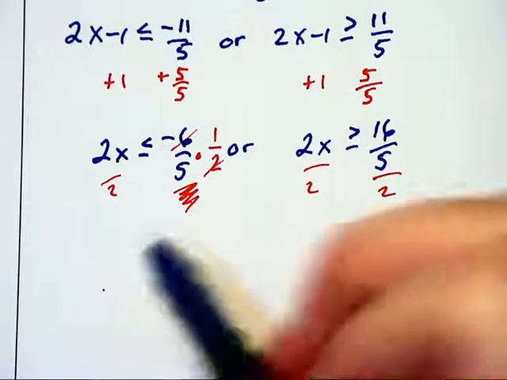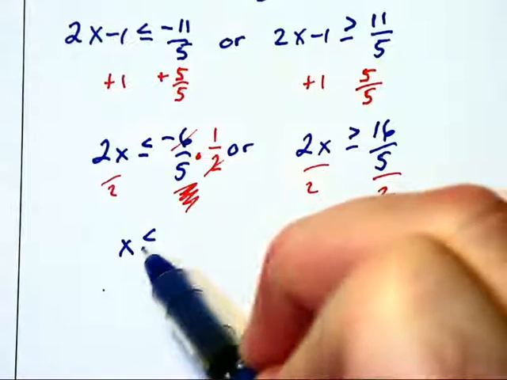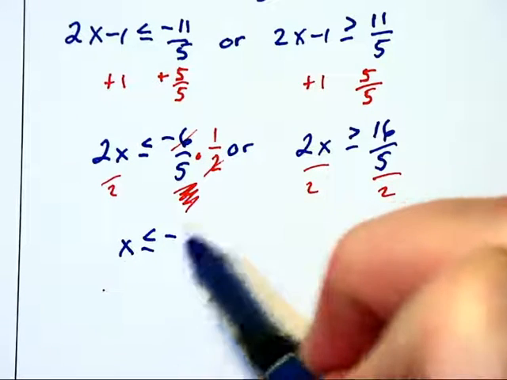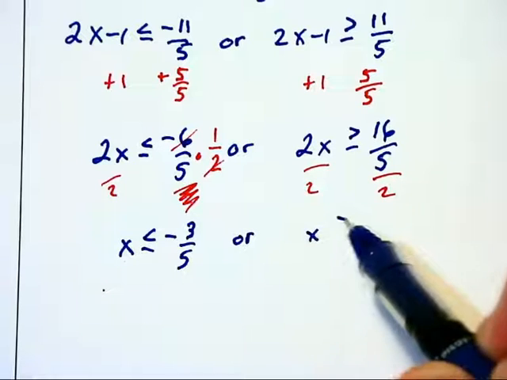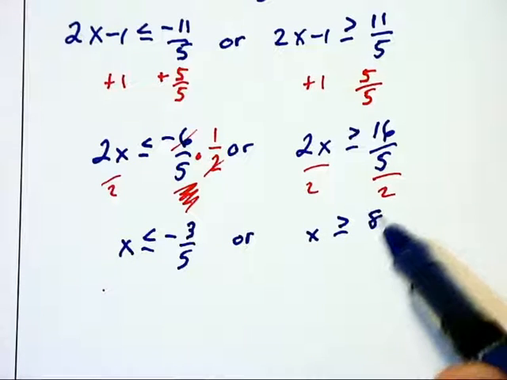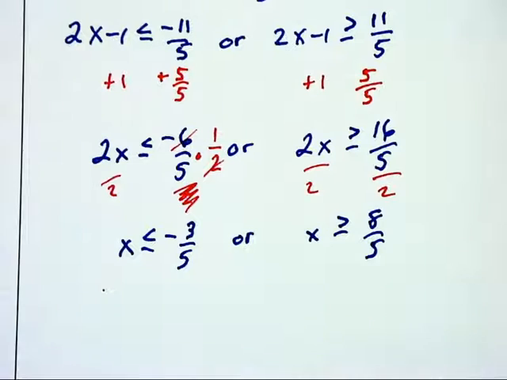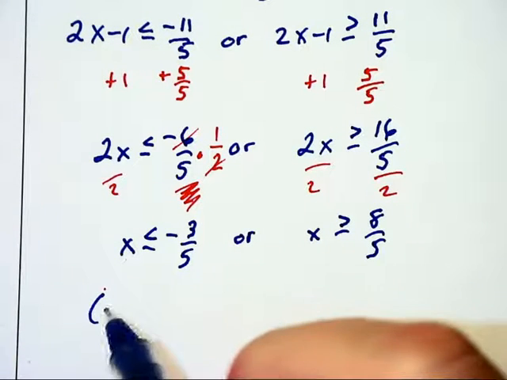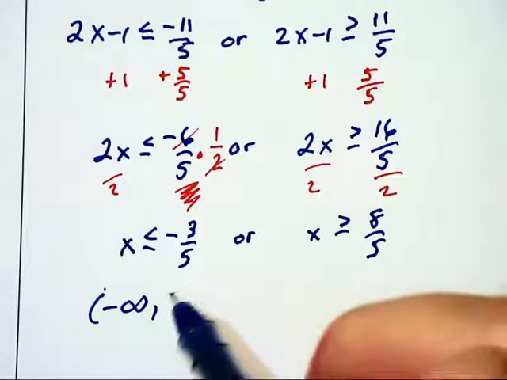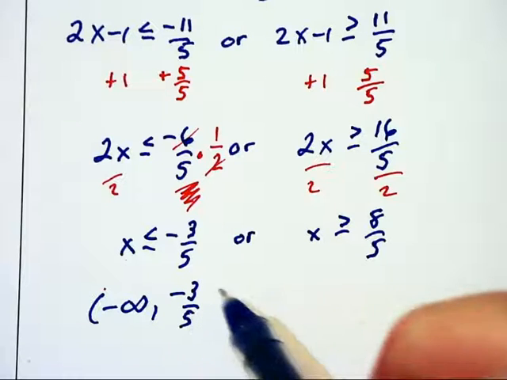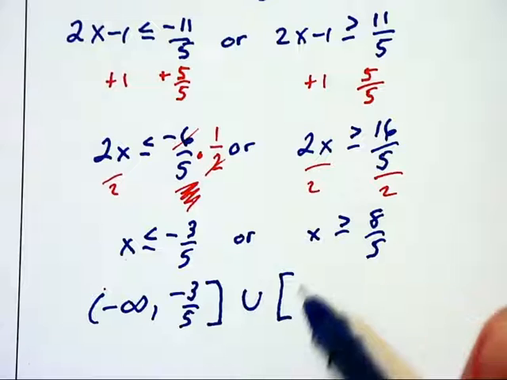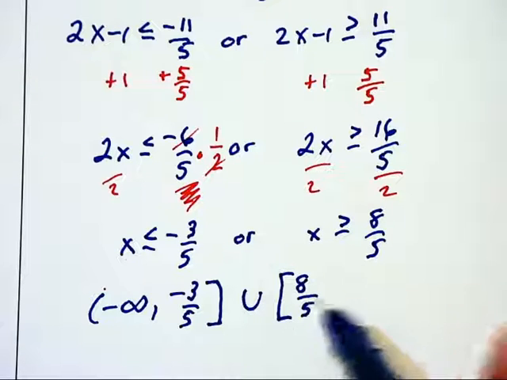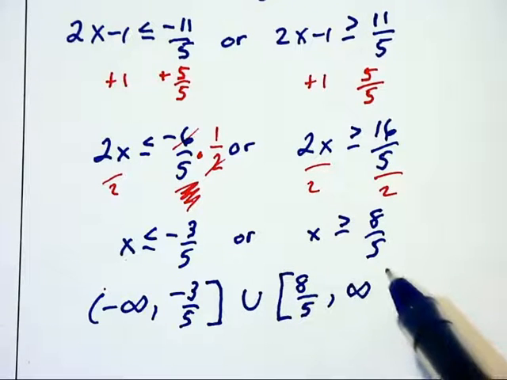What we're going to have is x is less than or equal to -3/5, or x is greater than or equal to 8/5. And writing this in interval notation, we have -infinity to -3/5, including the boundary point, united with 8/5, which we include, on up to +infinity.